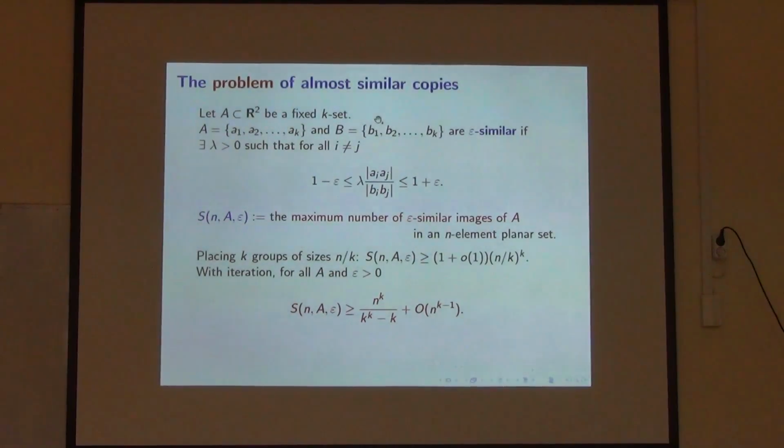Two finite sets in the plane are called epsilon-similar if the distances are about the same. More exactly, there is a bijection between the points A1, ..., Ak and B1, ..., Bk, and there is a ratio, such that the distances are about the same. Of course, we will think that epsilon is very small, like 1% or less. So two point sets are similar if the distances are slightly distorted.